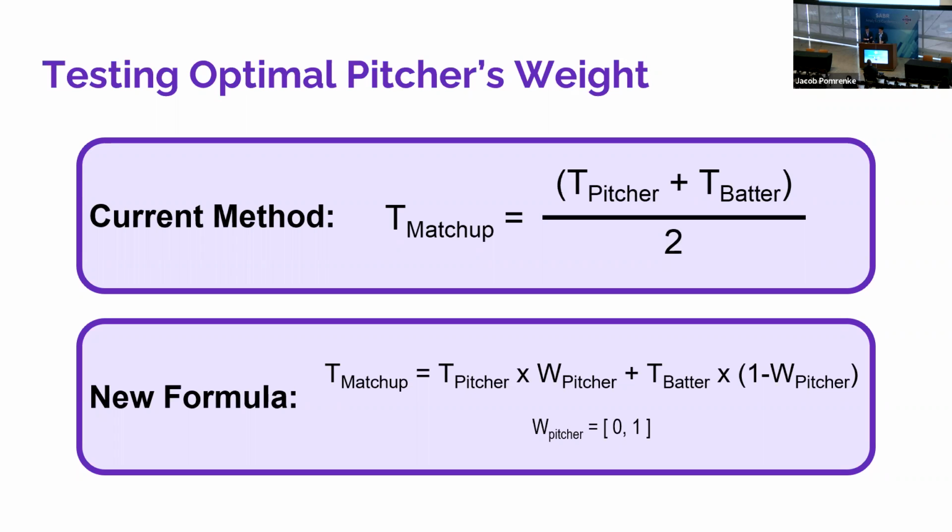So we developed this new formula down below, which is a very simple formula. We take the pitcher's transition matrix and apply a weight to it. The range is from 0 to 1. Then we add the batter's transition matrix and apply the complementary weight, 1 minus the pitcher weight, to get the new matchup model. When the pitcher weight equals 0.5, that's essentially the same as the current method.